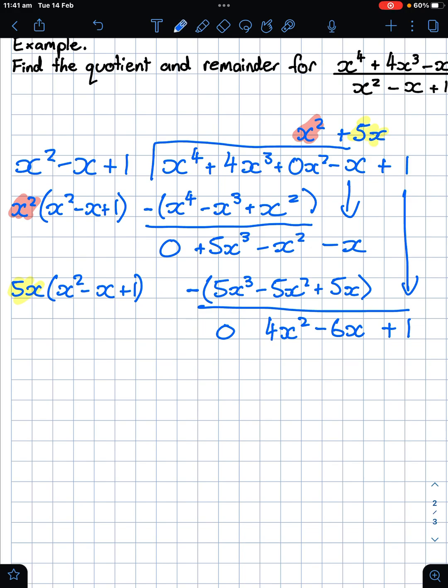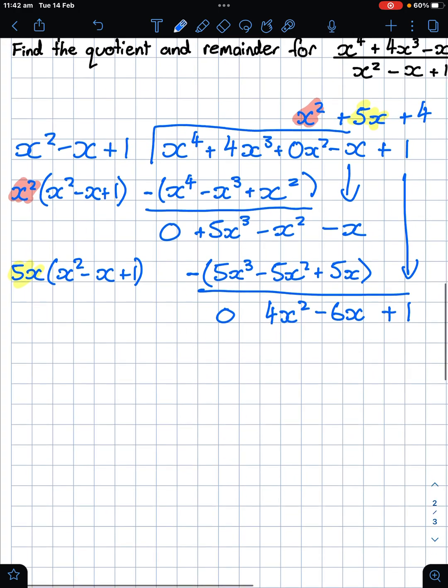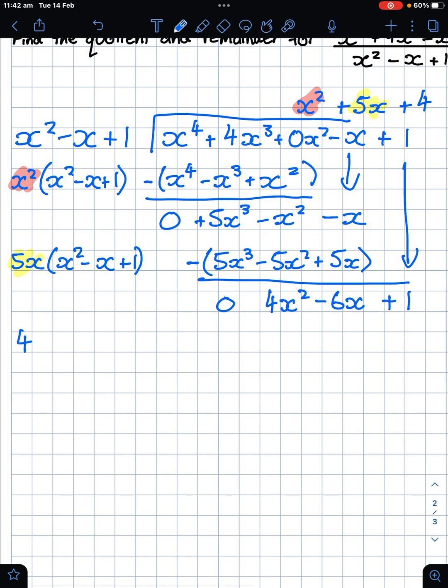All right, and our next one here is going to be what times x squared will give me 4x squared. It's going to be times 4, so let's do a plus 4 at the top here. And that is going to mean that down here we're looking at 4x squared minus x plus 1. And this relates to, let's change color again. Let's pick a nice green.